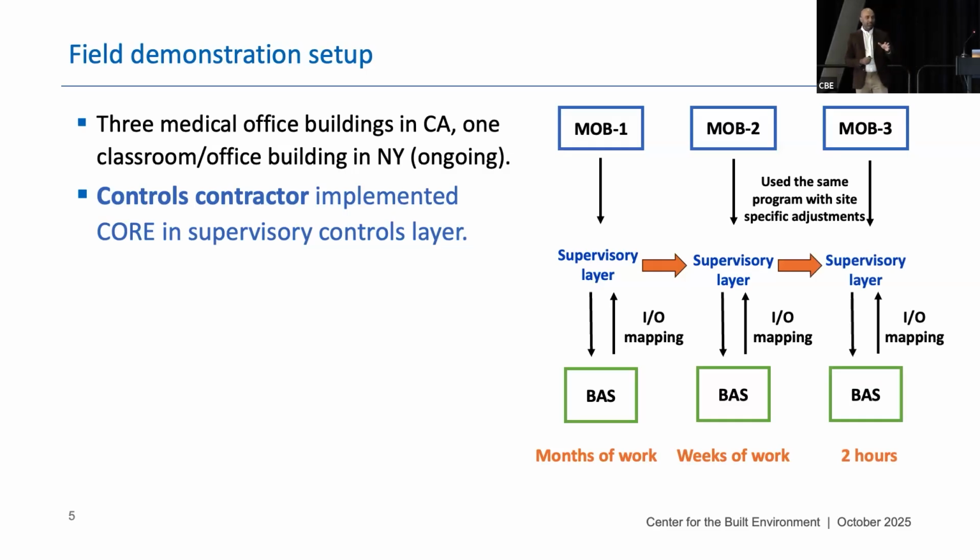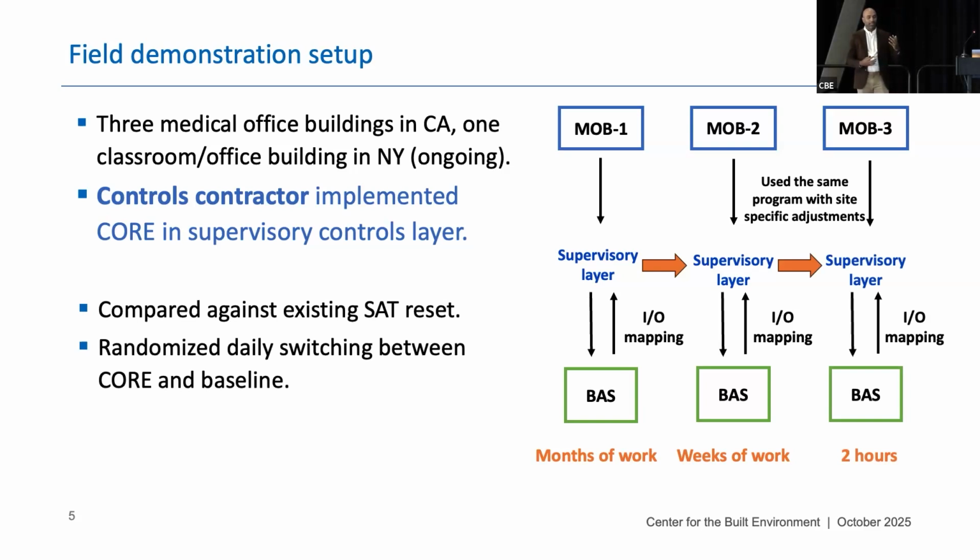Now, after we implemented CORE in all three of these buildings, we then want to see how they perform against the existing strategies. So we randomly switched between the existing strategy as the baseline and CORE technology daily. By doing this, we were able to collect data under similar external conditions, similar building conditions at the same time for both strategies.